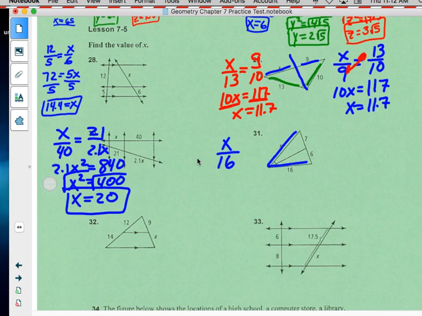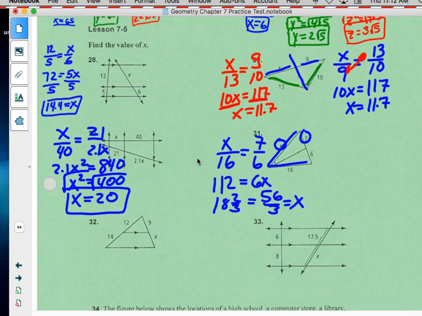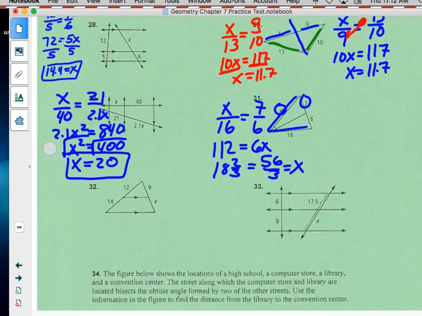Okay, these guys are together, and then 7 is to 6, and 7 times 16 is 112. I got 112 is to 7x, and I divide that by 6, and I know it's 18.6, or 18 2/3. But if I leave it as a fraction, I go 56 thirds. I could have said 56 thirds is equal to x.